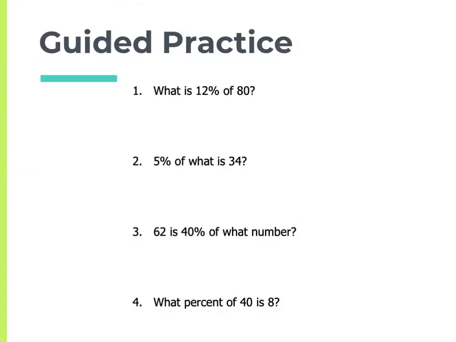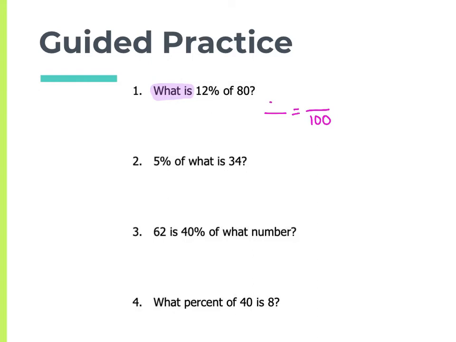Now let's solve a few guided practice problems together. In the first problem, it says, what is 12% of 80? The what is what we're looking for. We're looking for the part. Before I start writing in numbers in my proportion, I'm going to set up my proportion with my two fraction bars and my equal sign. And I'm also going to add the 100 for the percent, because that will always stay the same.